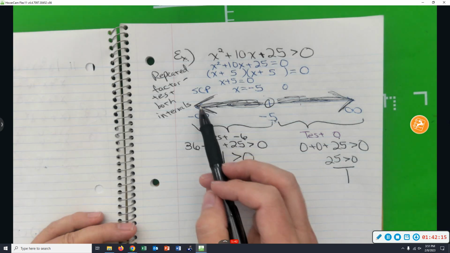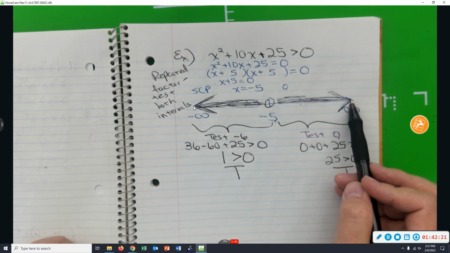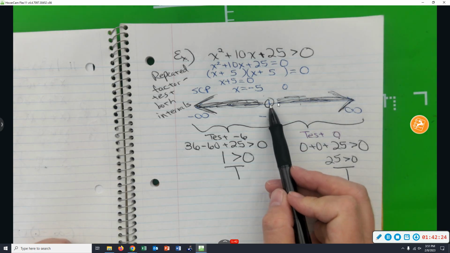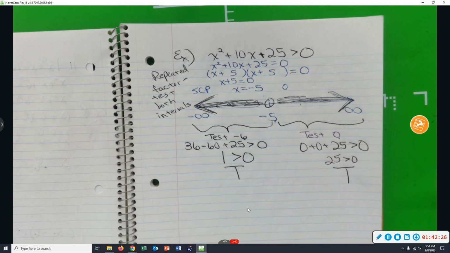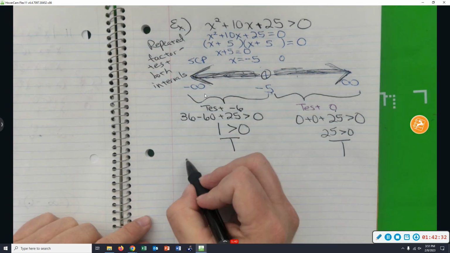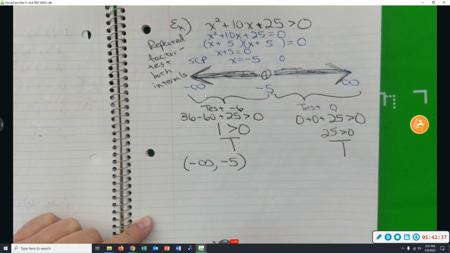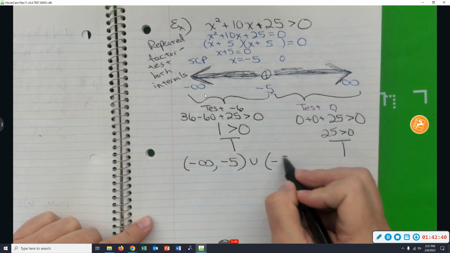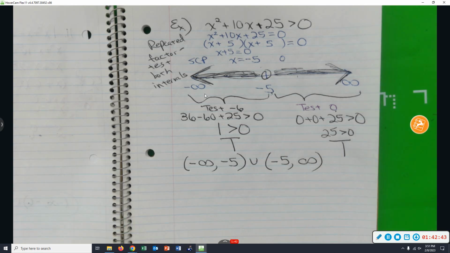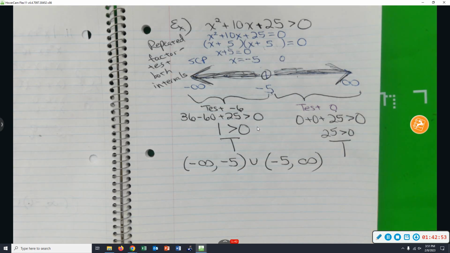You cannot say negative infinity to positive infinity, though. You have to write it as 2 intervals because -5 isn't shaded. This is made up, so you're not typing it in, but if this were something on my math lab, you'd have to type in parenthesis negative infinity to -5, parenthesis, union, parenthesis, -5 to positive infinity. That's what we mean by repeated factors. Hopefully that made it clear. Does that make it clear?